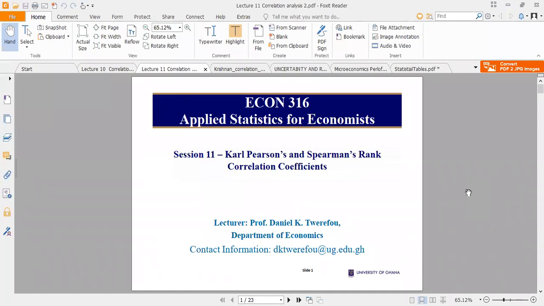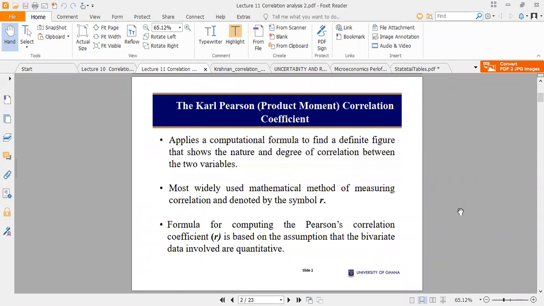Yes, please. Okay, so now we are looking at Pearson's and then Spearman's rank correlation coefficient. We'll look at these two and then we'll do a test of hypothesis on how significant the correlation coefficient is. So first, let's look at the Pearson's correlation coefficient.